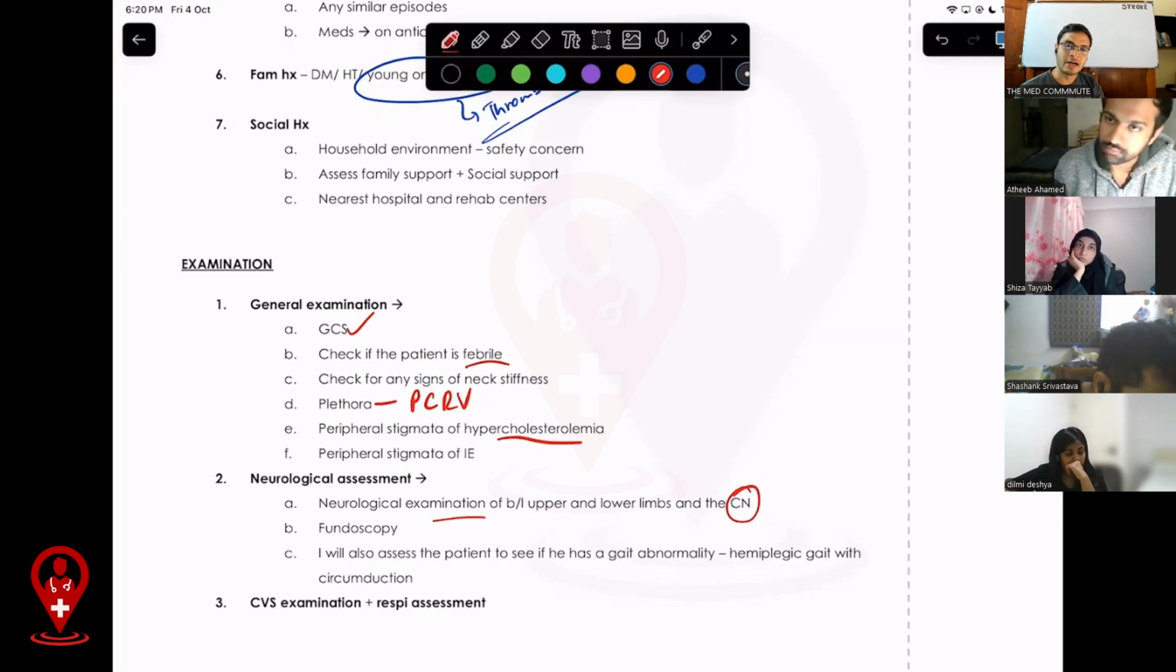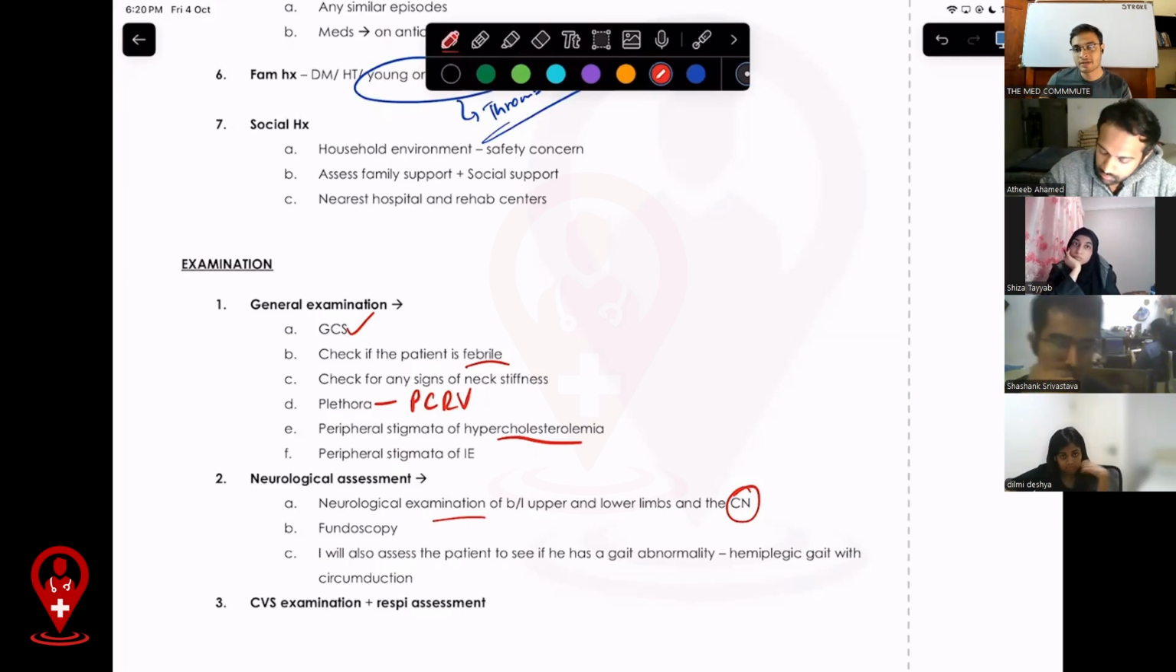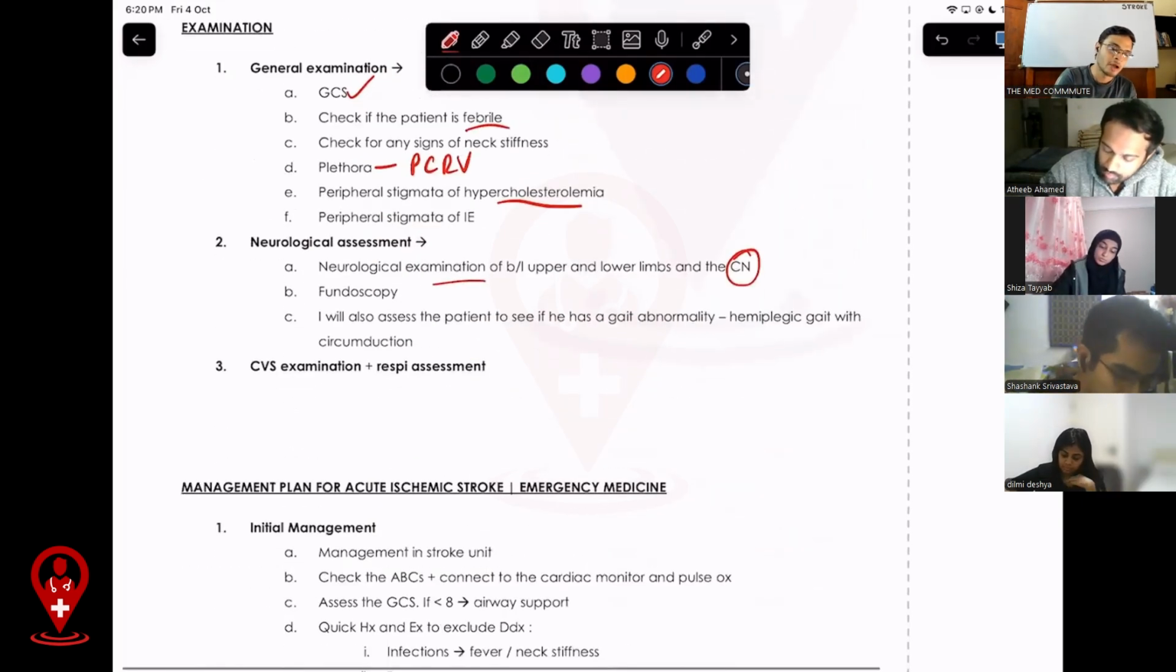Okay. Then, again, you have to check for gait abnormality. Yesterday, we talked about the classic hemiplegic gait, right? We talked about how it happens, and the circumduction, we talked about how it happens, right? So we have discussed those things, right?